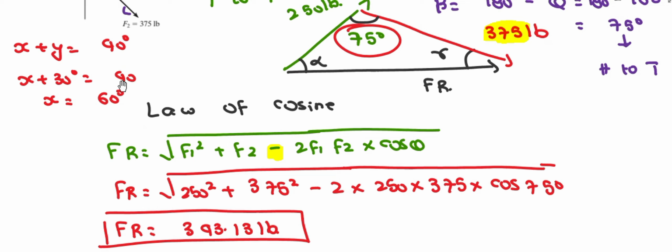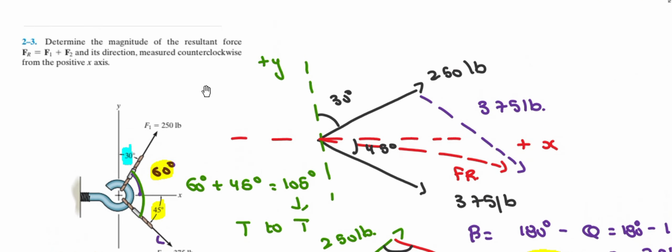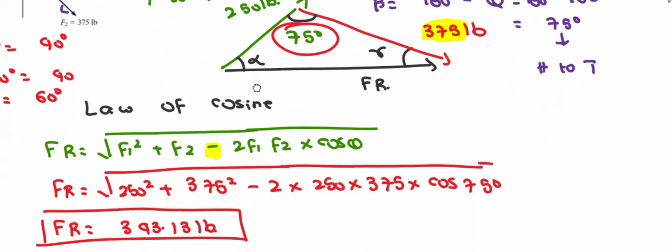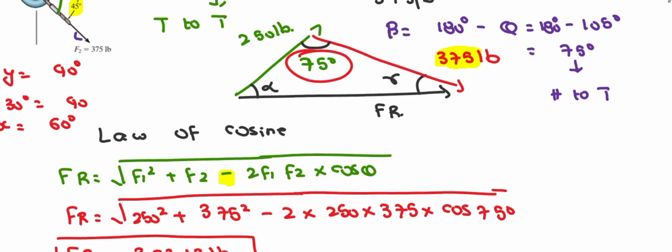Now, according to the requirement of the question, we need to find the direction of the resultant vector measured from the positive x-axis. I told you from the beginning, if your question doesn't say the resultant vector is acting along the positive x-axis, you should not consider it so. Remember this. So this is our positive y-axis, and let's suppose this purple line is the positive x-axis.